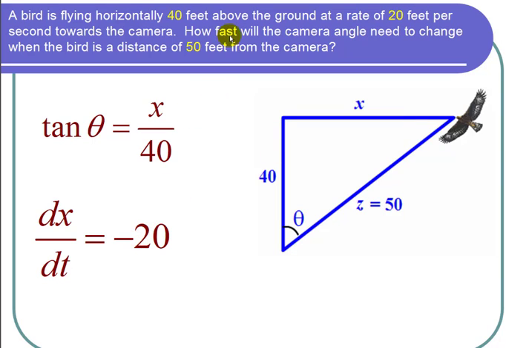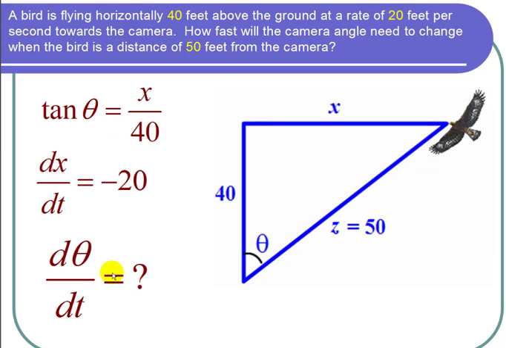Notice as the bird is flying, x is getting smaller, and that's why the negative sign. The question is, how fast will the camera angle need to change? Well, the camera angle is theta, and a how fast question is with respect to t. So our goal is, what is d theta over dt?